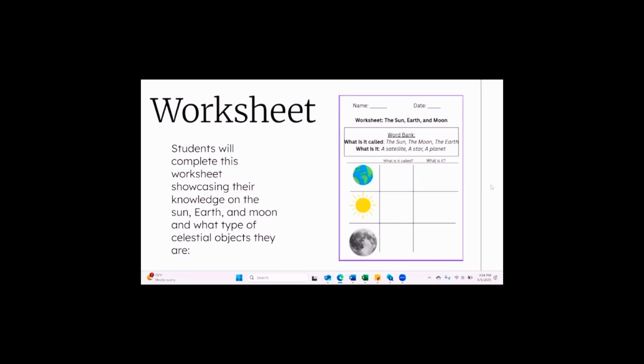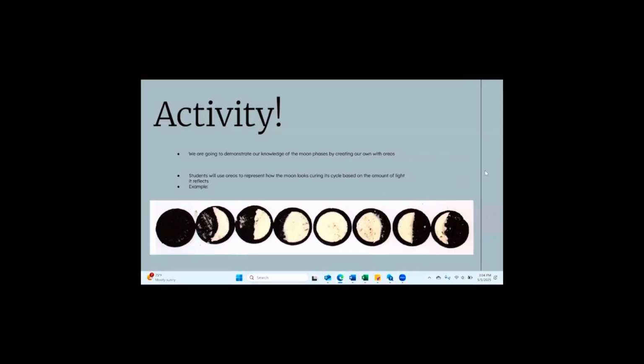So, using the knowledge we've just learned from this lecture, we're going to fill out a little worksheet about determining which one is the Earth, the sun, and the moon, and what kind of celestial object they are. After we are done with that, we're going to do a little activity where we are going to demonstrate our knowledge of the moon phases by creating our own model with Oreos. We have an example here, and we're just going to be doing that in class together.